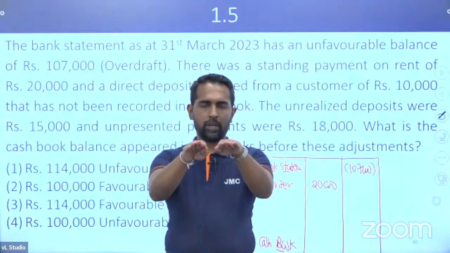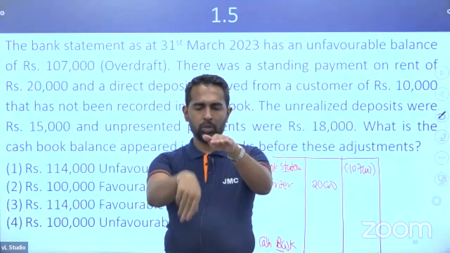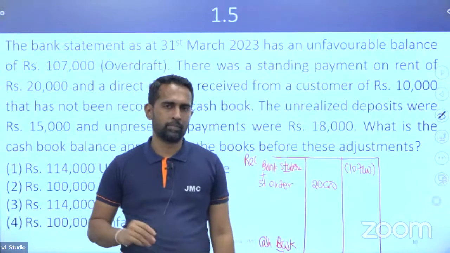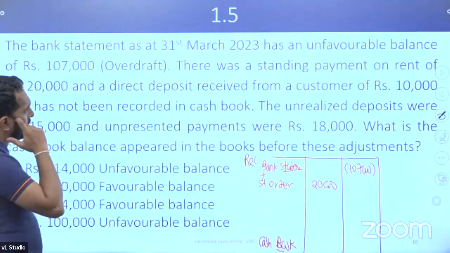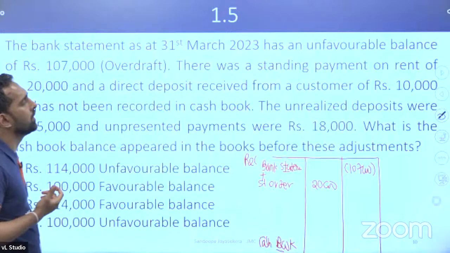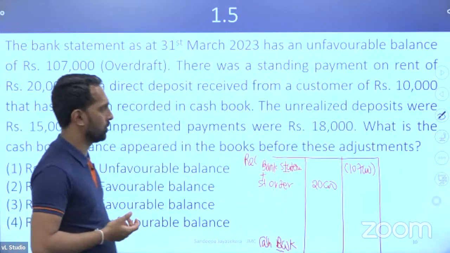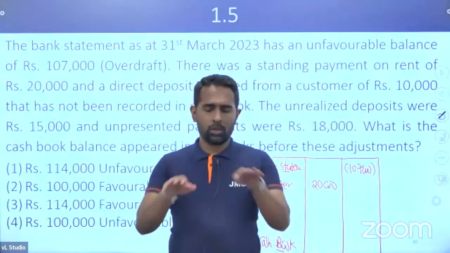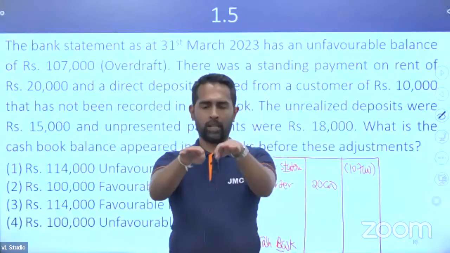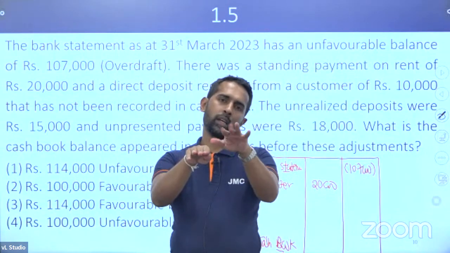So it's simple. Cash book, statement, standing order, bank statement balance is lower. From the statement, we are going to go to the cash book. Therefore, we have added. Pretty easy. Now we look at the second one. Direct deposit received from the customer of rupees 10,000 that has not been recorded in the cash book. Direct deposit is an omission. Cash book, bank statement.